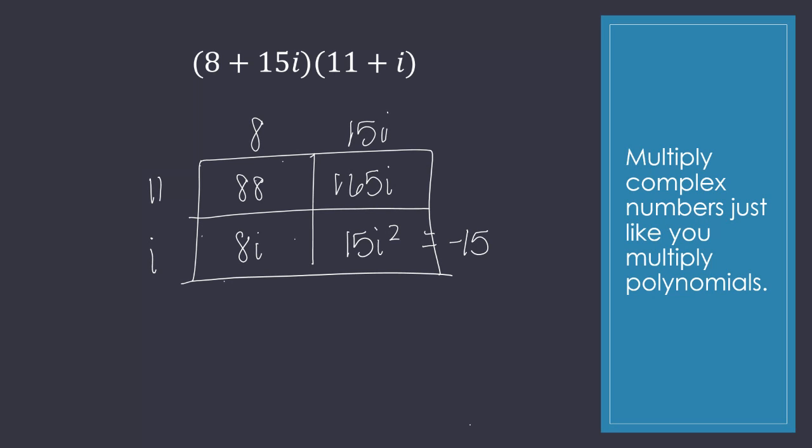So once more, I've multiplied it all out. I am going to add my 88 plus my negative 15 to get 73. And I'm going to add my 8 to the 165, and I'm going to get 173i. There's my complex number. I am done with this. So I'm hoping that after 4 examples, this is making sense to you. Just don't forget that that i squared has to be simplified, okay, when you're doing this.